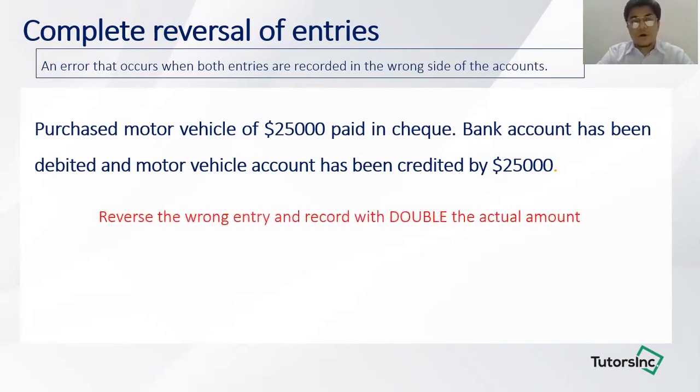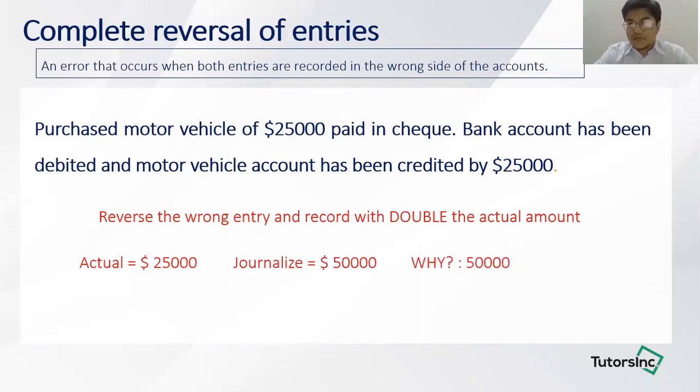So before we go on to correct this error, we need to learn this rule, which says we need to reverse the wrong entry and record with double the actual amount. This is a very important part. We need to record double the actual amount. The actual amount in this case is $25,000, but while we would be correcting the error, we need to enter 50,000 on both sides of the accounts.